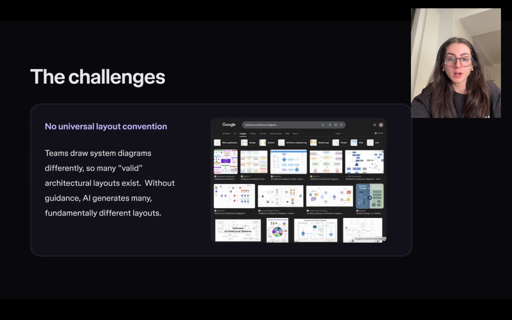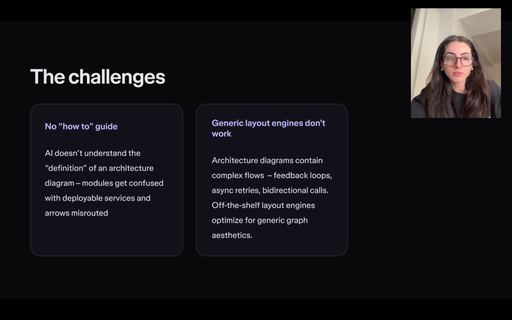There were a few core problems. First, there's no universal layout convention. Every team draws architecture diagrams differently. Second, models don't seem to have a clear definition of what an architecture diagram even is. Because of this, AI does things like mix up modules and services and misroute edges. And third, generic layout engines don't work here. They assume DAGs, but real systems aren't acyclic.